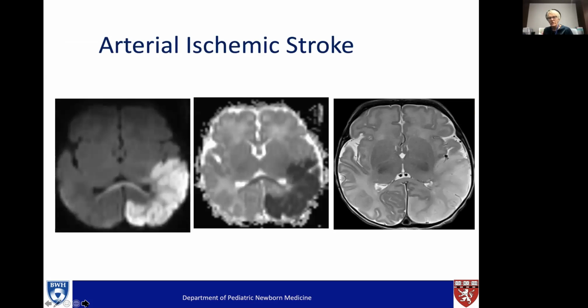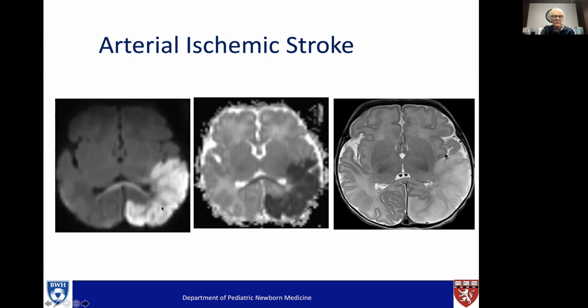MRI is also good at picking up other etiologies for neonatal encephalopathy that may not be just classic hypoxic ischemic, but particularly arterial ischemic stroke. Commonest time in life to have a stroke is the first week of life. Commonest time for a stroke to be missed, first week of life.